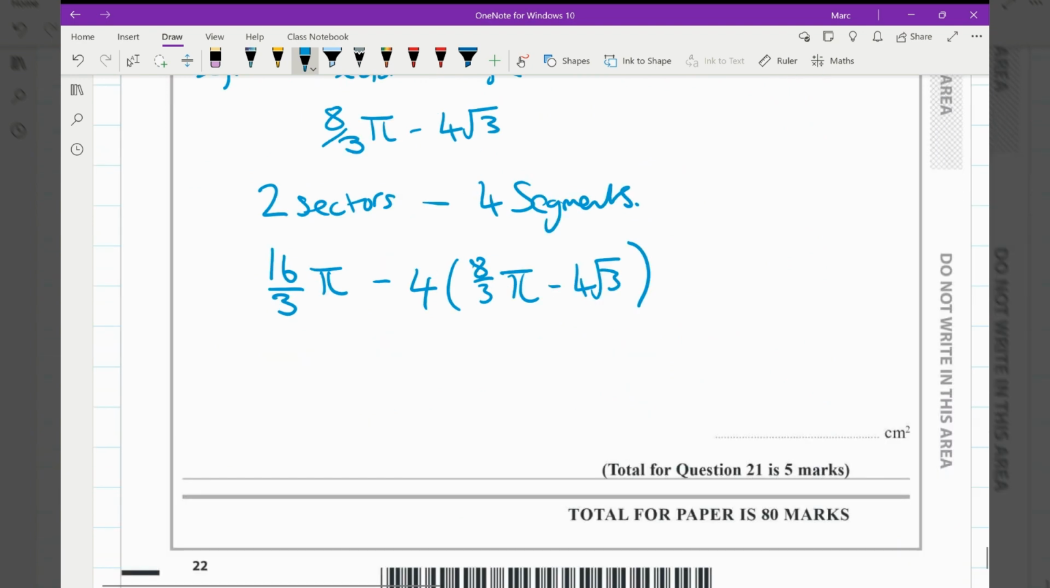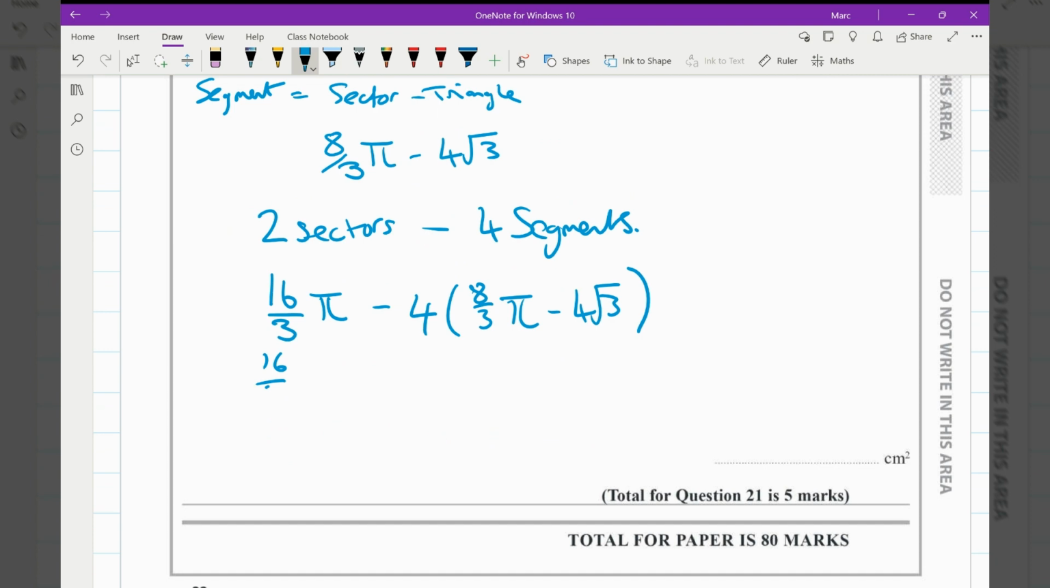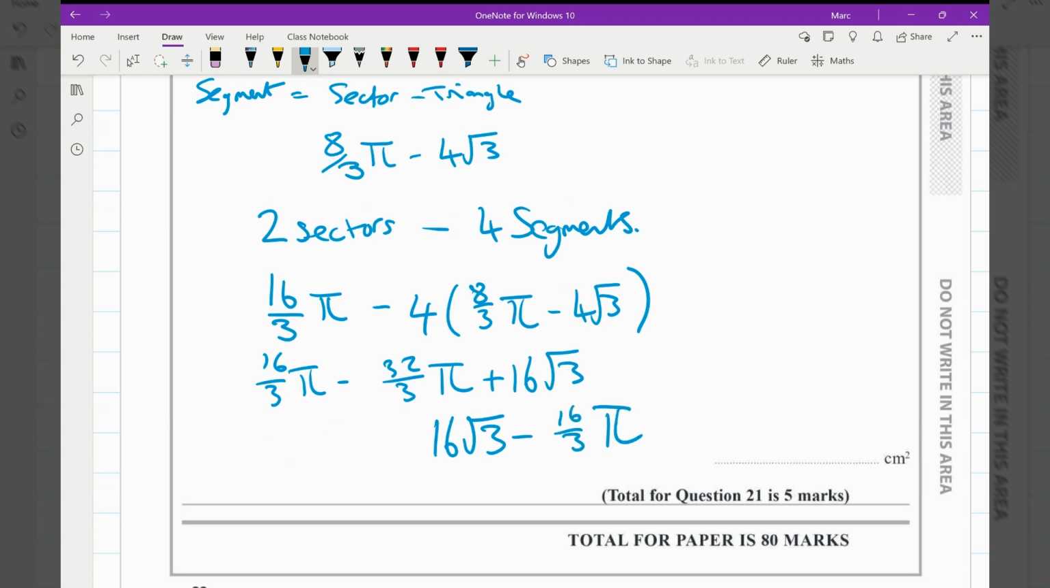Now we need to expand that. 16 over 3 pi, take away 4 times 8, 32 over 3 pi. And then this is going to turn into a plus 16 root 3. I'm going to get a negative from here. Actually, this is going to work out quite nicely. 16 take away 32 is negative 16. So 16 root 3 take away 16 over 3 pi. And that's everything I need to do. I'm not going to factorize it. I'm just going to leave it like that. And that's the paper done.